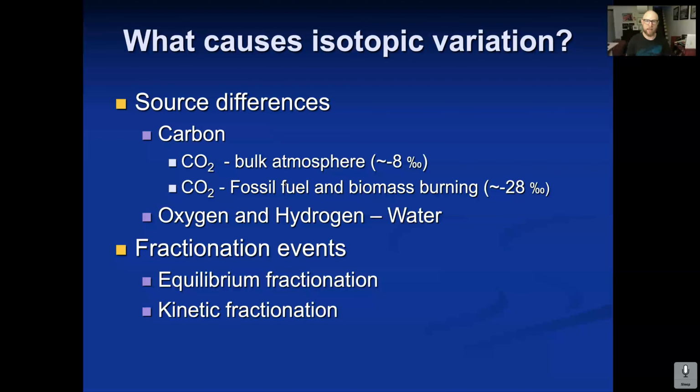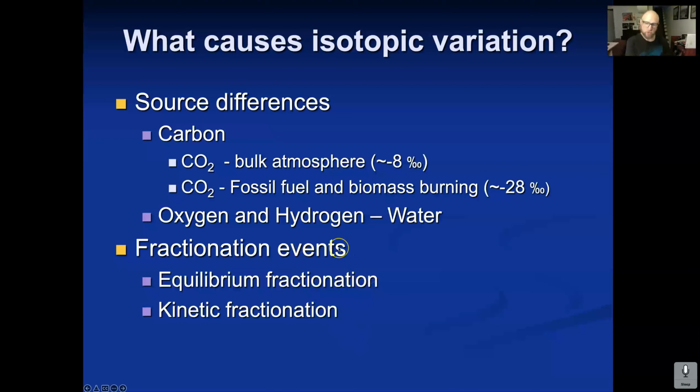We can track that through the isotopes. Oxygen and hydrogen, as I mentioned, help us look at differences in sources of water. Groundwater tends to have a very different isotopic signature from precipitation, and so you can look at what types of resources plants are utilizing to get their water.